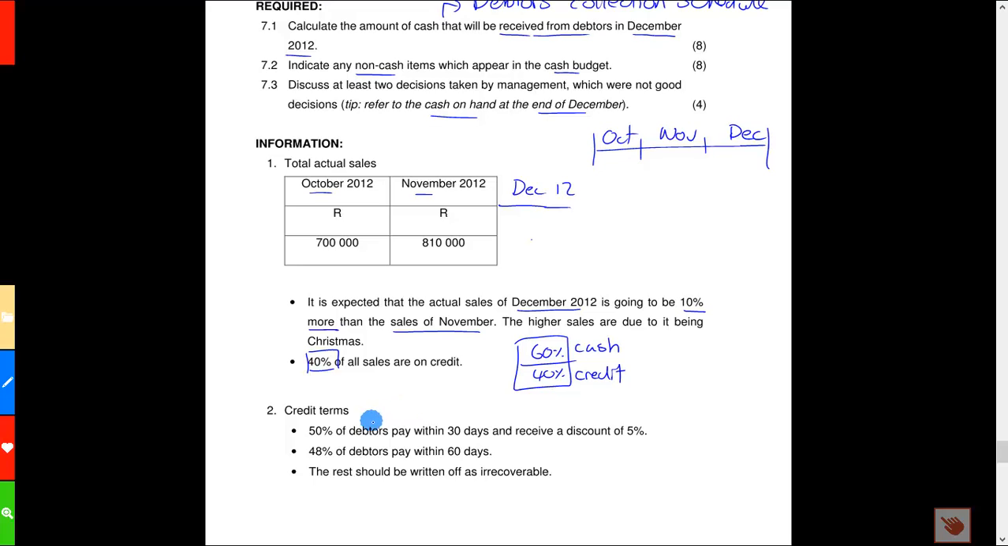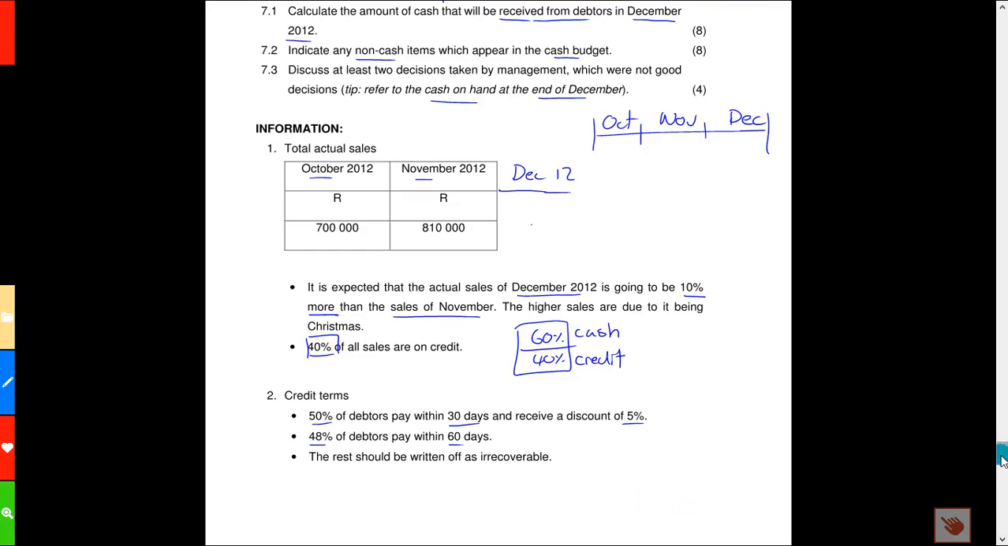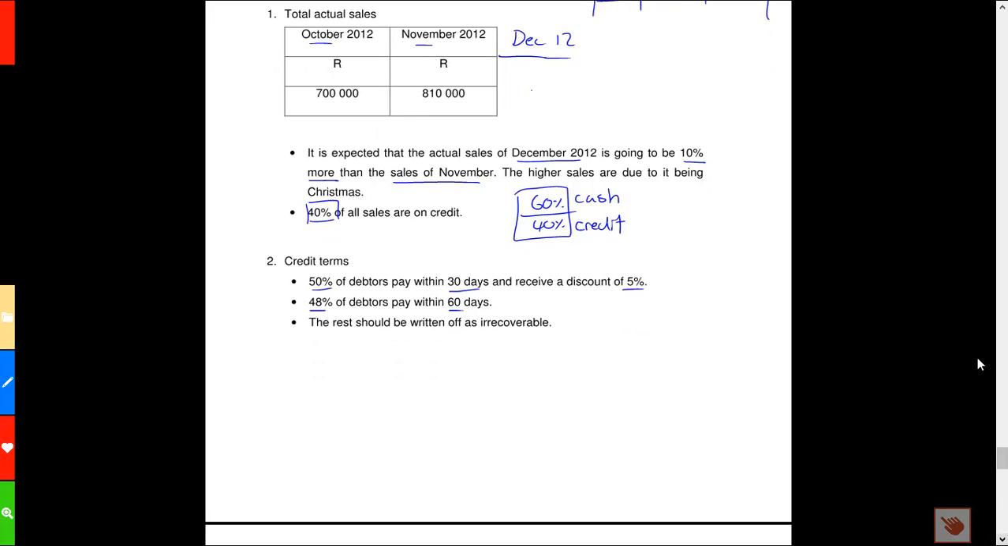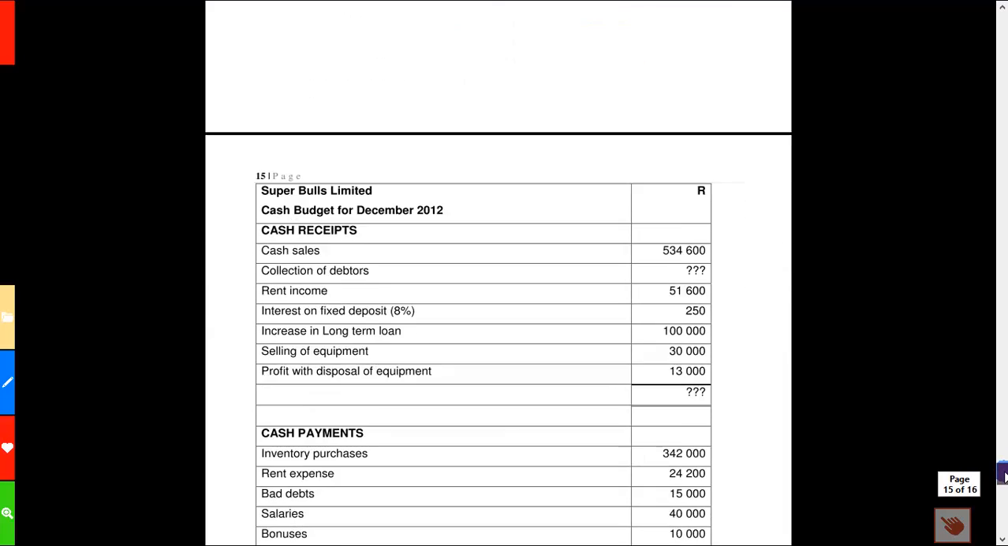All right, our credit terms is as follows. 50% of debtors pay within 30 days and receive a discount of 5%. 48% pay within 60 days. The rest should be written off as irrecoverable. So that we're going to need in order to determine the amount received from our debtors in December 2012. So this really is a little bit unclear in the sense that, I will explain that now. Let's just see the rest of the information.